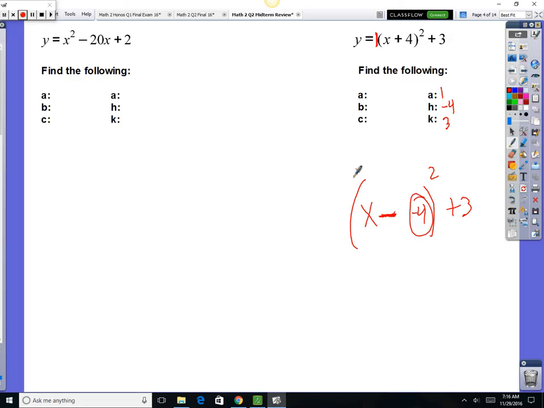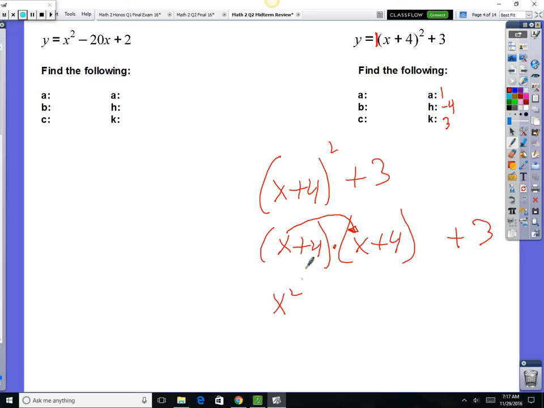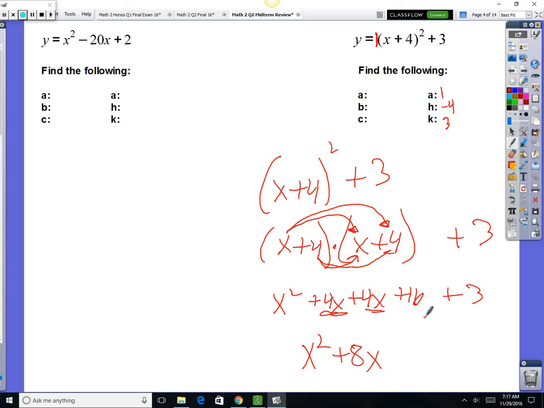Okay, now ABC is going to be way easy to find. For ABC, we're going to go backwards. So if you've got x plus 4 squared plus 3, to find ABC, you just expand it. You're going to go x plus 4 times x plus 4 plus 3. If you distribute this out, that will give you ABC. So x times x, that's x squared. X times 4, that's 4x. 4 times x is another 4x, and 4 times 4 is 16, plus 3. Now let's combine our like terms. You're going to have x squared, 4x and 4x, that's 8x, and then 16 and 3 play together. 16 and 3 is 19.